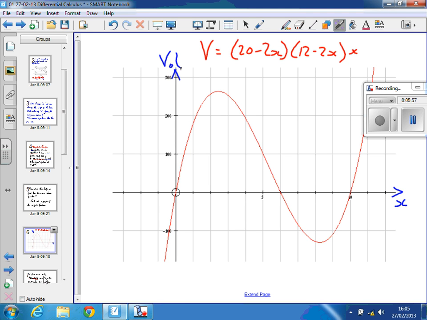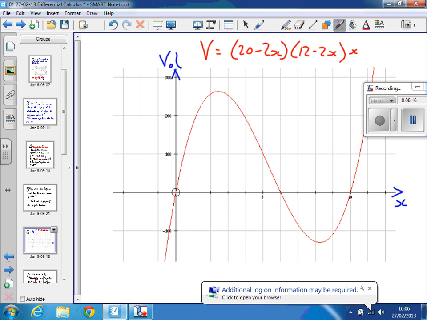I typed that into Autograph. And if you remember Autograph, it recognises x as a variable, but not v, so I'd have to type in y equals, and it would give me y against x. So here's x. This is the increase in the length x, so I'm cutting out of the corner of the box. This is plotting the volume as we change x.